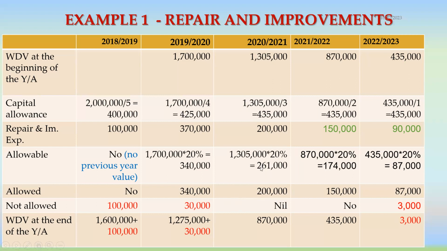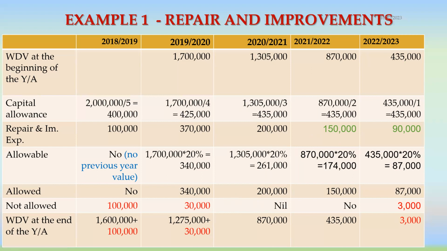Even though the allowable amount is higher here, we don't give that. We always give only the amount incurred. So if it is 200, we can grant it. Then there is no part that is not allowed. So the value is 870. It will be 170 for the year of assessment 21-22.